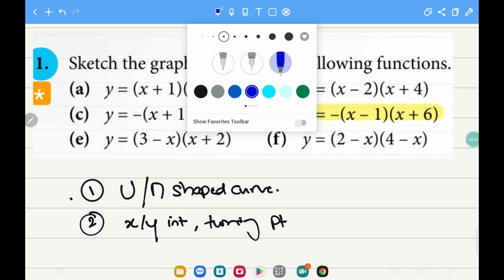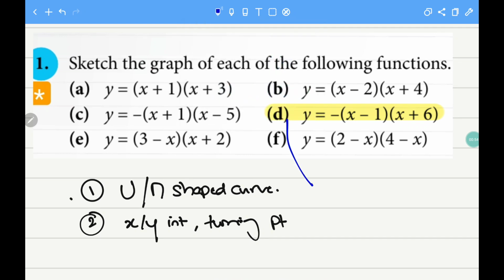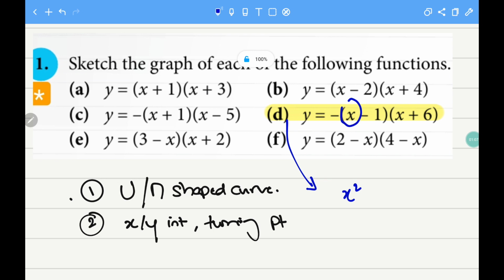Now, we need to ask ourselves, if I expand this equation, the highest power x squared, is it going to be a positive or negative x squared? So you notice that over here, it's x times x, but remember, after I expand, all the terms inside have to change sign because of this negative outside. So therefore, it is actually a negative x squared, N-shaped curve.